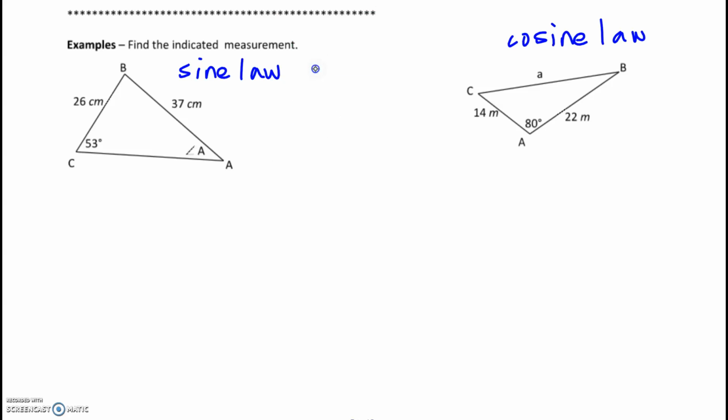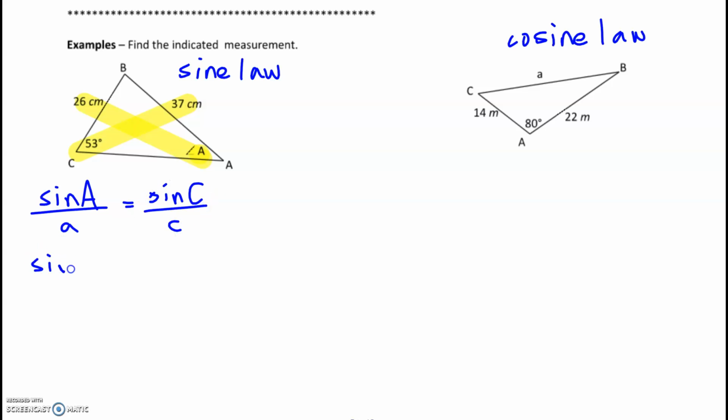So if it's sine law, I know I need to look for partners between angles and sides. I'm finding this angle, so I need the side length, got it. And then I need a partnership the other way, and I have that. All right, let's write our formula. I'm finding angle A, so I want that on top. So sine A would be on top and little a on the bottom. And the other way I'm working with my C's, so I'll have sine C on top and little c on the bottom.